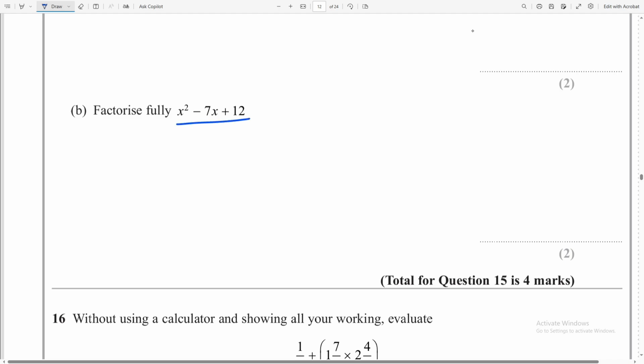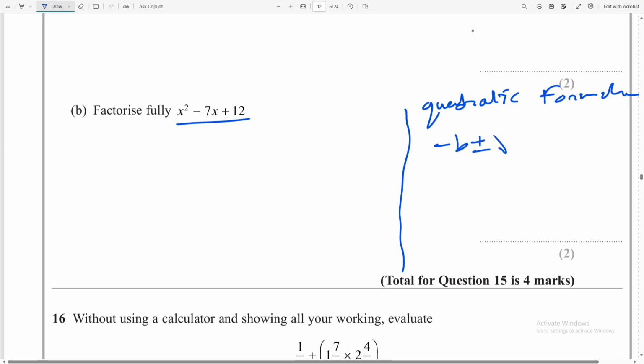So, I know this question says factorize fully, but let's just say it told us to solve the equation. Now, there are two ways to solve a quadratic equation. The first method, which I say is the easy method, is to use the quadratic formula, which is minus b plus minus root b square minus 4ac divided by 2a. So this is the quadratic formula.